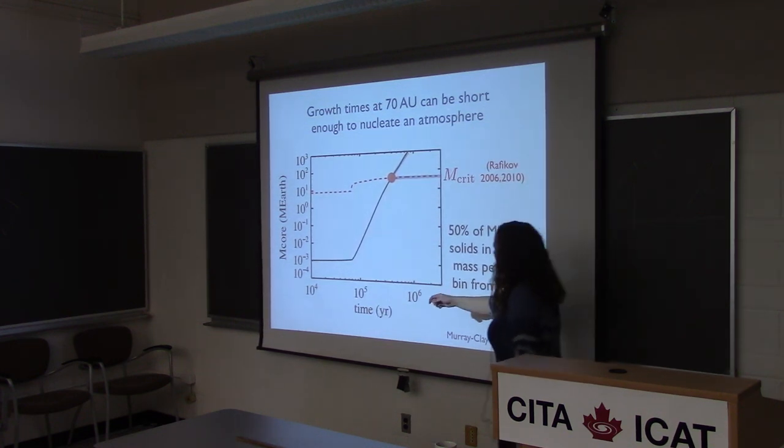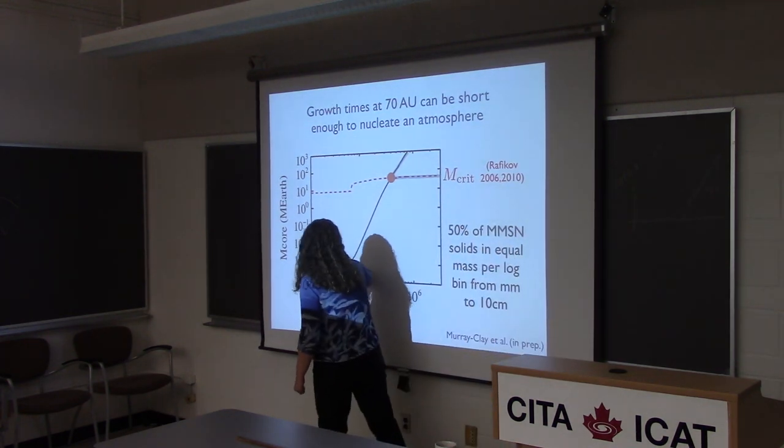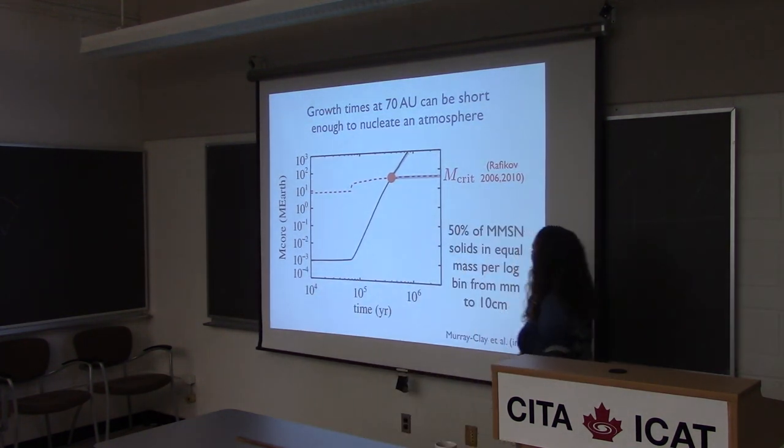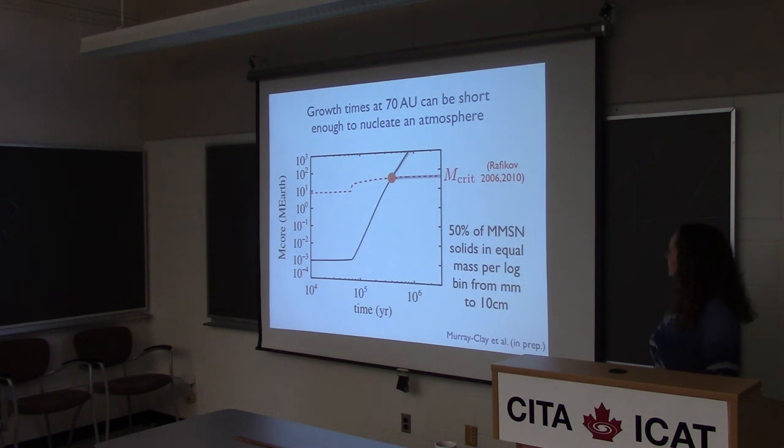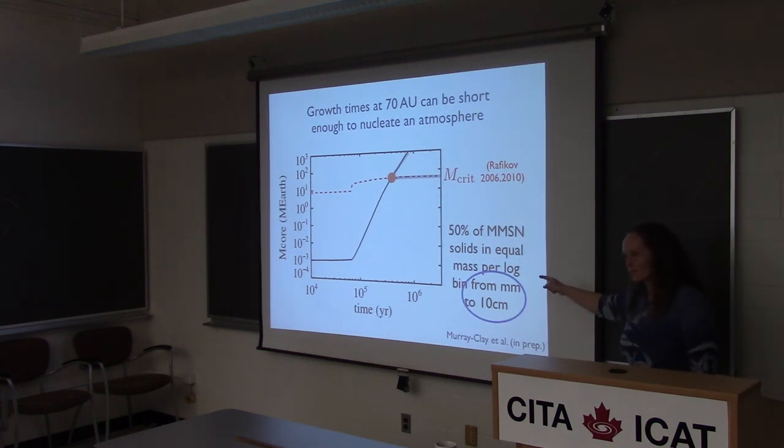Then you can get something that starts at a Pluto mass out at 70 AU to grow up to become a critical core in just a few times 10 to the 5 years, which is much less than the lifetime of the disk. So again, these sizes are small. That's why this has been called pebble accretion. Yeah, but the existing treatments are inconsistent.